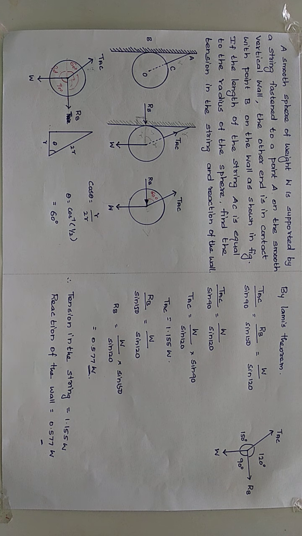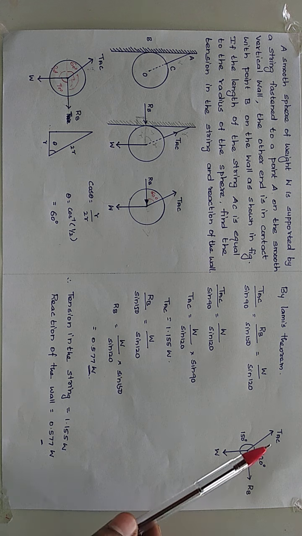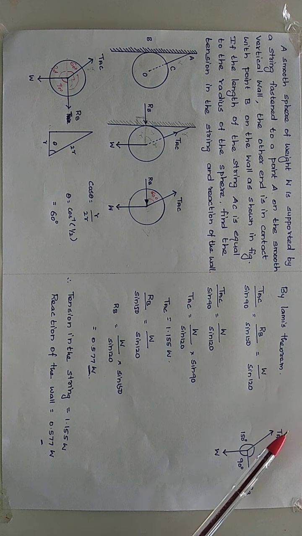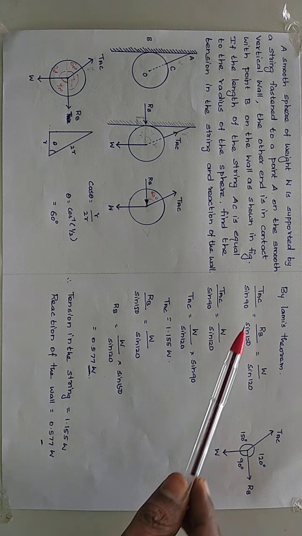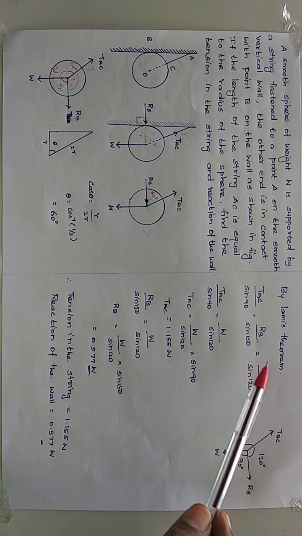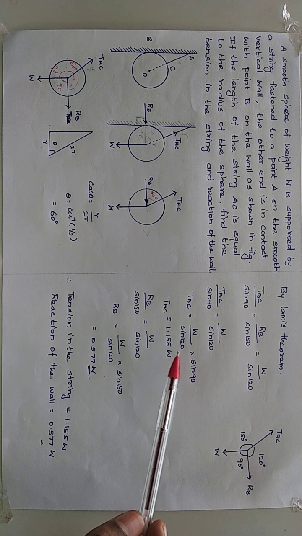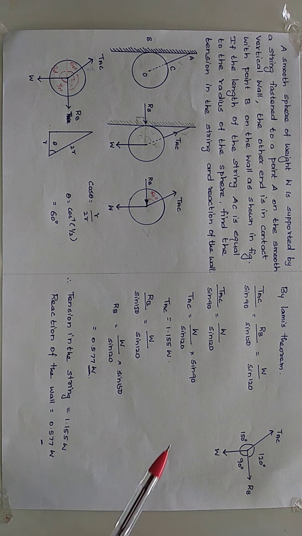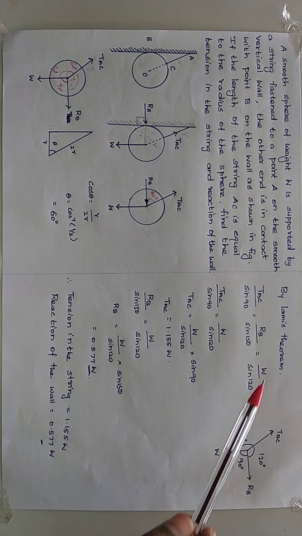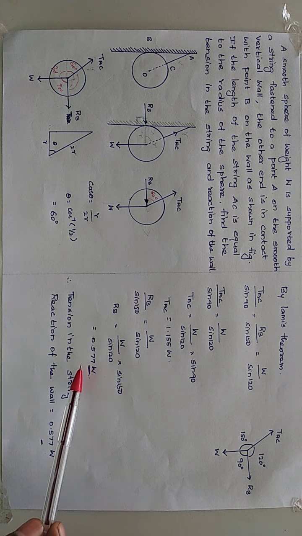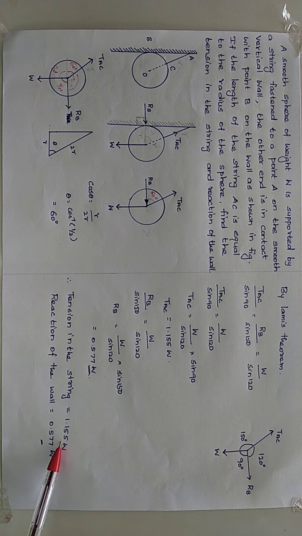Now we can use Lami's theorem. Lami's theorem says each force over the sine of the angle between the other two forces is equal: TAC by sin alpha, RB by sin 150, W by sin 120. Equate these. The value of W is not given, so just put it as W. Then equate these two, and we get the value of RB in terms of W. The tension in the string is 1.155 W and the reaction on the wall is 0.577 W. By this we found the reaction value and the tension in the cable.